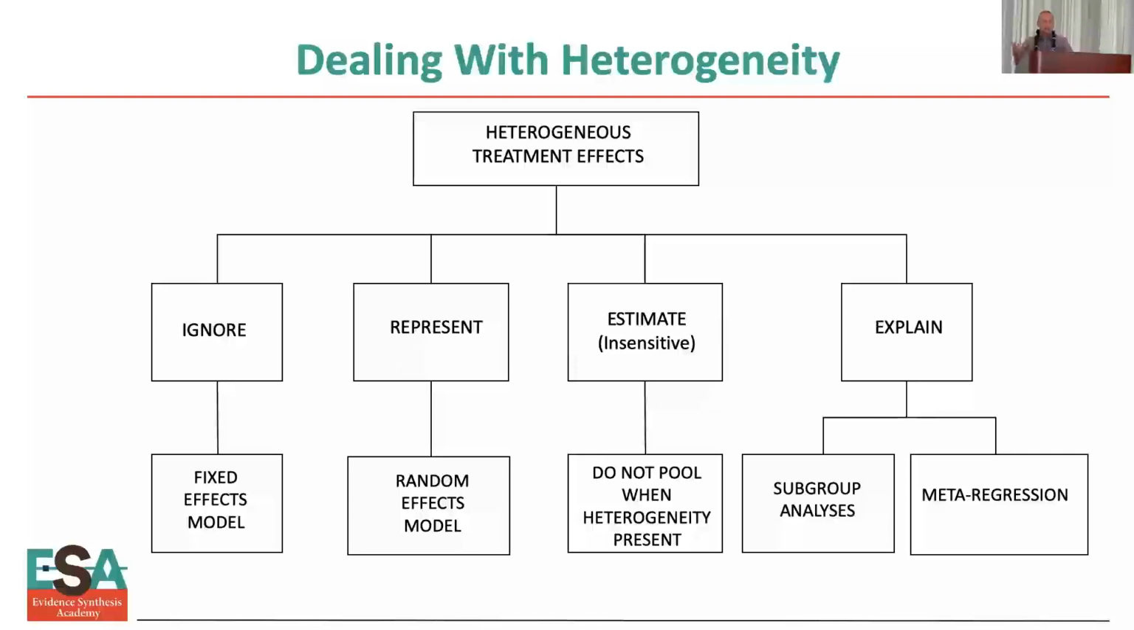A third way is you could try to estimate the heterogeneity there. And if you find heterogeneity, just say, well, I'm not willing to group the data together because I don't know what the average means. And then a fourth way is you could try to actually explain the heterogeneity by using some sort of subgroup or regression analysis. So again, we'll talk about all of these tomorrow.